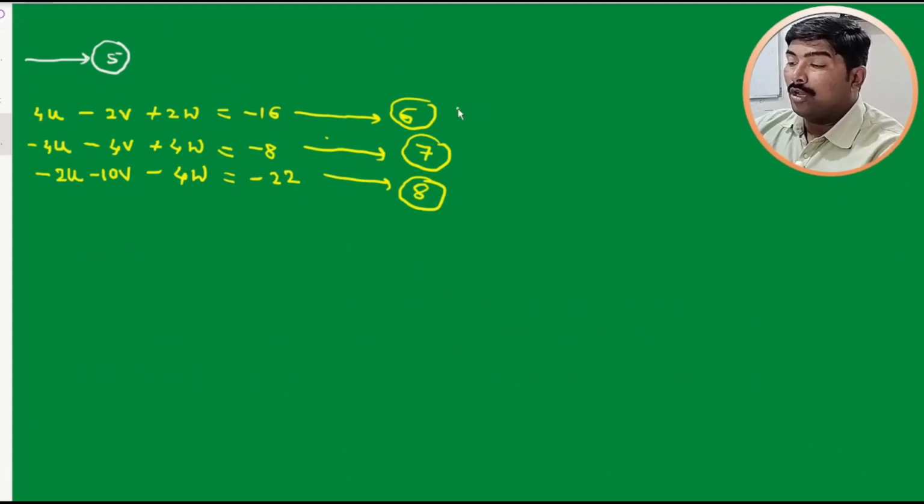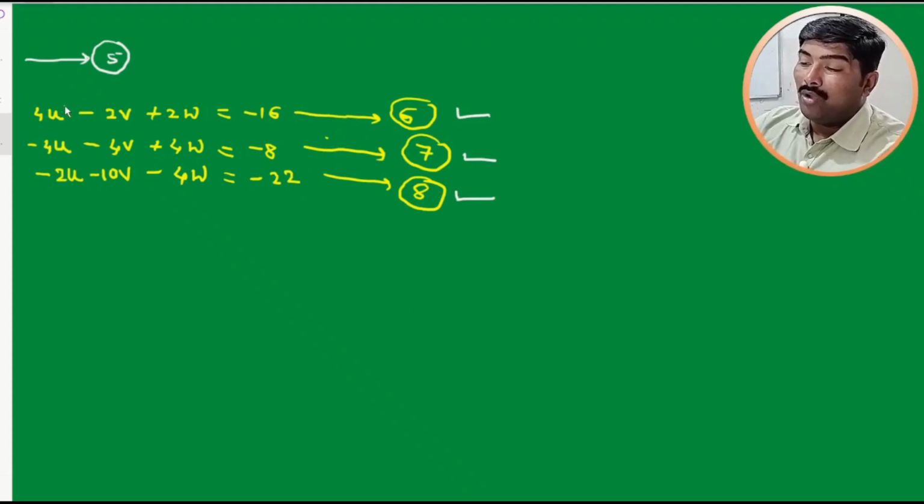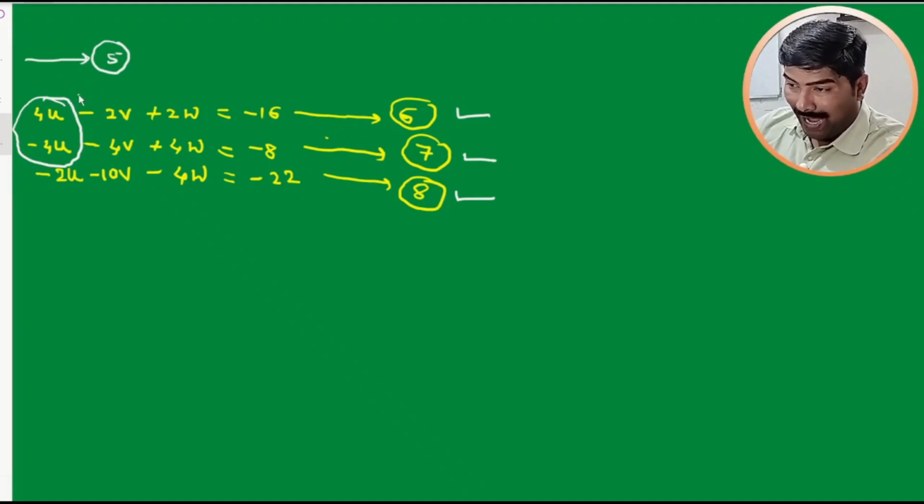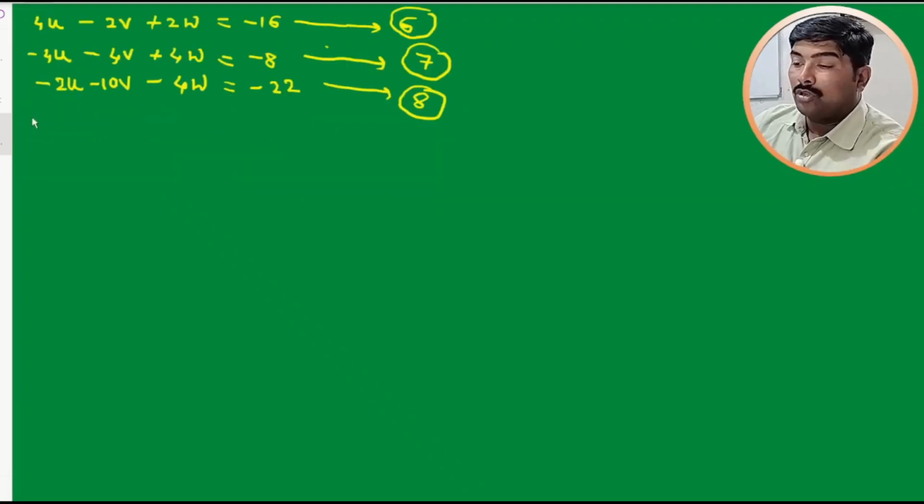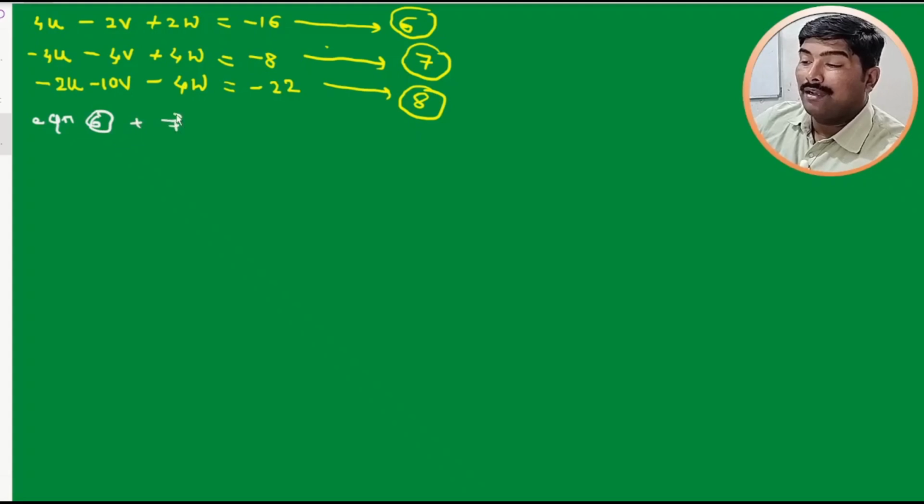Now here we have to solve equations 6, 7 and 8. First, try to eliminate the u term from equations 5, 6 and 7. If you add plus 4u and minus 4u, it cancels. So now I will write equation 6 plus 7 gives. If you add equations 6 and 7, you have to add these two equations.